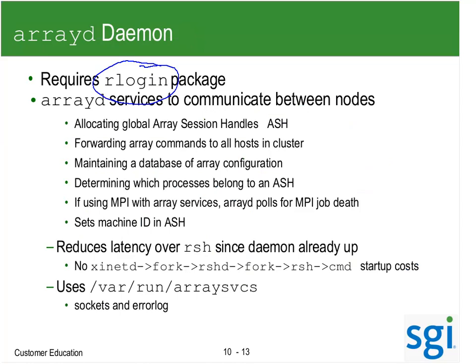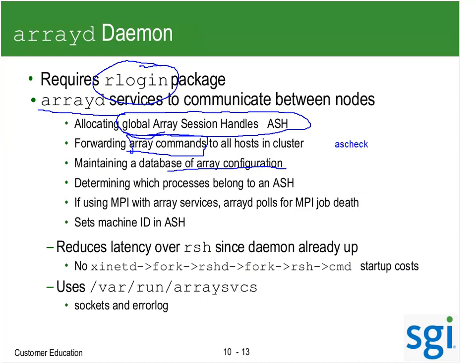One of the things arrayd does is assign a global array session handle, an ASH, so that all processes, threads, and ranks from a job or an MPI application all have the same handle. It will forward array commands like ps across the cluster. It maintains a database of the hosts that are in there. And I should mention right now, there is an ascheck command that will check the configuration, check the database, so to speak, and check to make sure that all the hosts defined in it are talking and have an arrayd up and running.